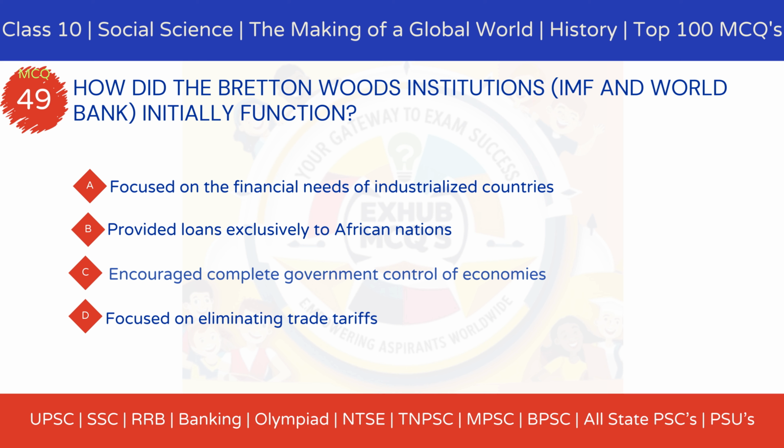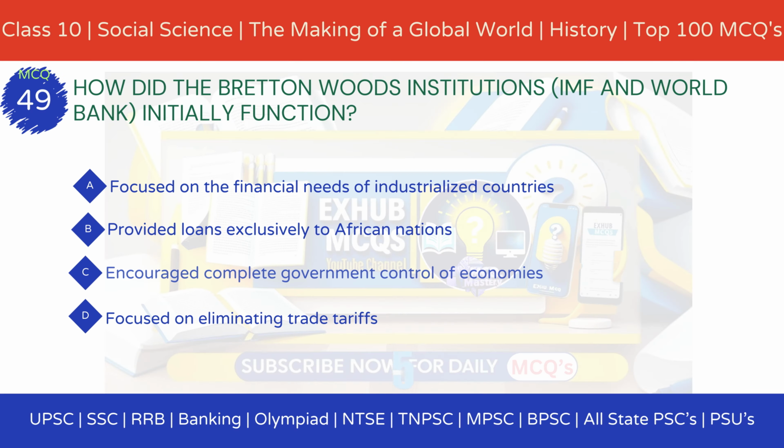Option A. Focused on the financial needs of industrialized countries. Option B. Provided loans exclusively to African nations. Option C. Encouraged complete government control of economies. Option D. Focused on eliminating trade tariffs.